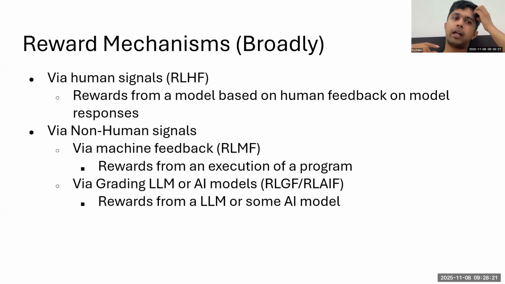non-human signals, and these can come in broadly two types. One is via machine feedback, which is RLMF, and that means you can take your response, give it to an external program, and depending on how that program executes, you can get a particular reward signal. The second is via a grading LLM or an AI model, which is broadly known as RLGF or RLAIF. GF stands for grading feedback, AIF stands for artificial intelligence feedback or AI feedback. And essentially, it means that you take a response, you give it to an LLM and ask it to give some kind of grading or some score to this particular response.